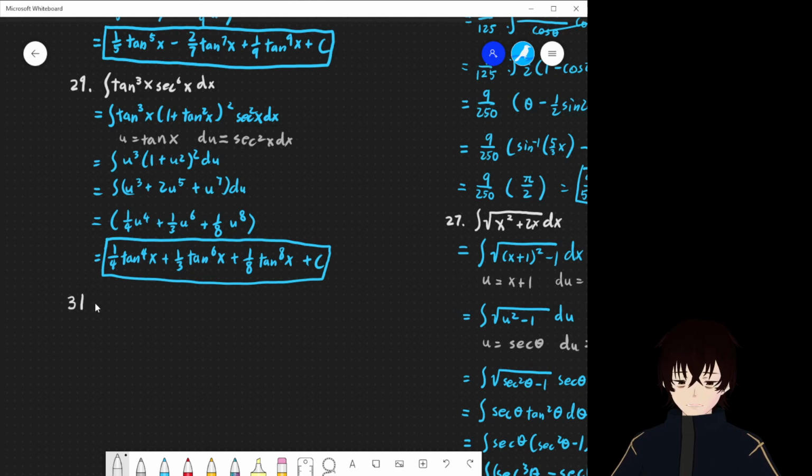31 would like to know the indefinite integral of tangent to the power of 5x dx. Now I need to think about how I'm gonna do this one.